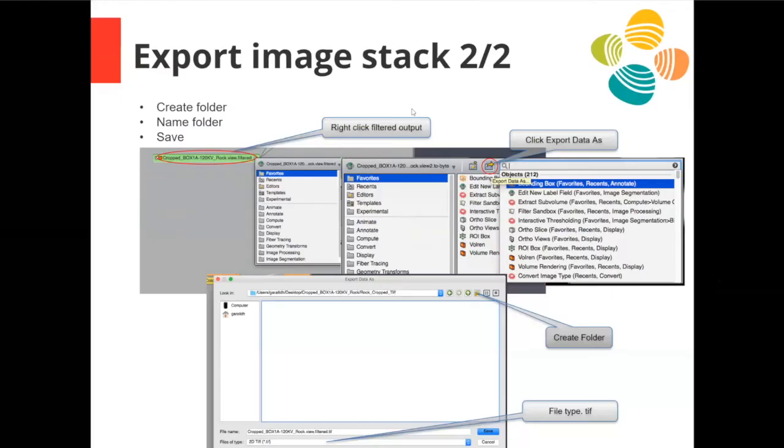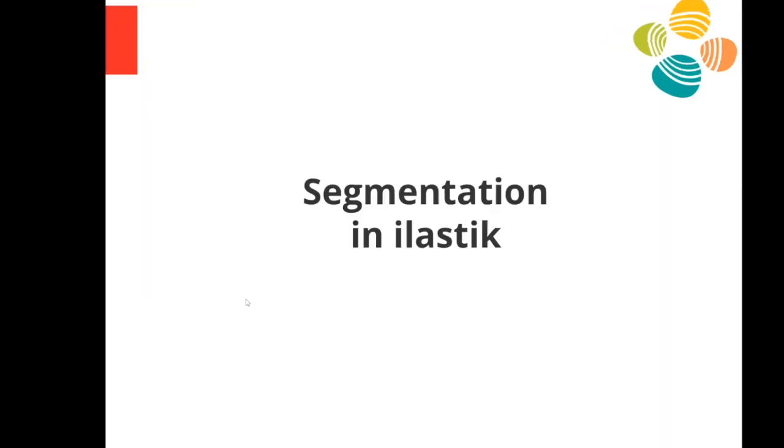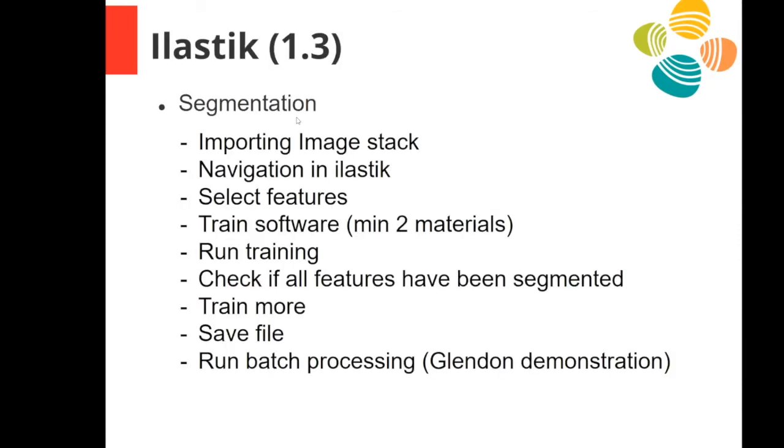Now that we have already exported the image stack, we're going to move on to ilastik. All right, so I'm going to move on to segmentation in ilastik. And this is what we're going to cover. We're going to import our new image stack that we already cropped and filtered, show you a bit of ilastik's interface, and I'm going to select features, do the training, and then finally export the images so that we can bring them back to Avizo. And this is what I'm using with ilastik version 1.3.